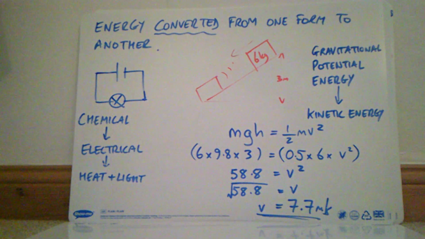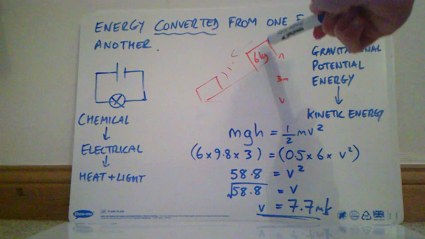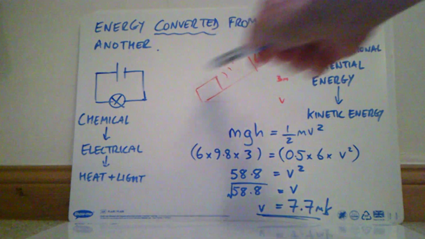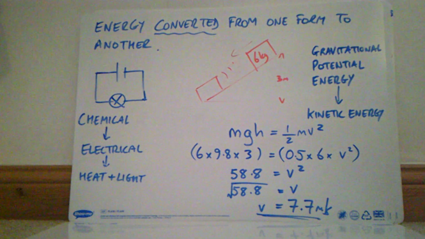There can be calculations to do with energy conversions. So in this example, we've got a body of something on top of a slope, and the body rolls down the slope or falls down the slope.